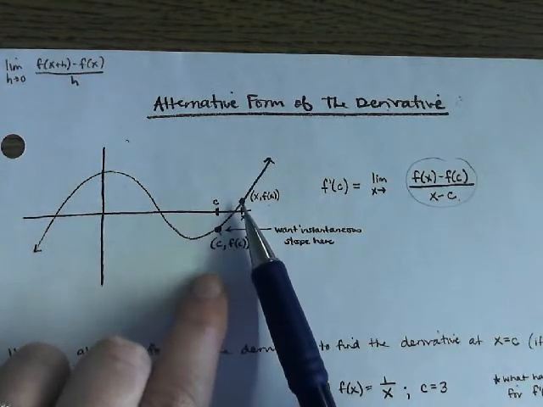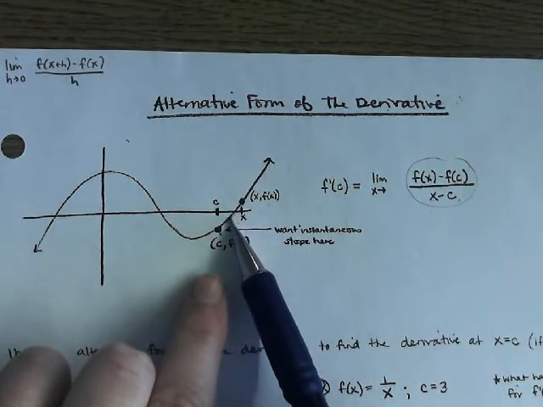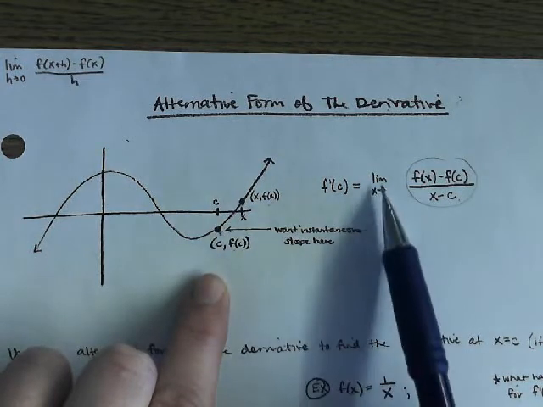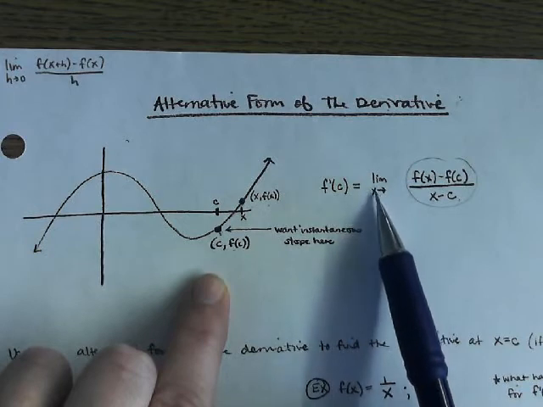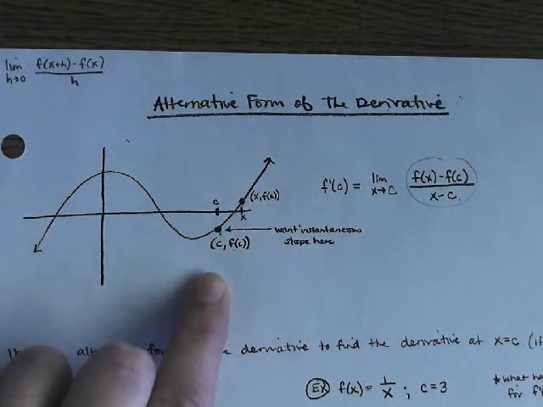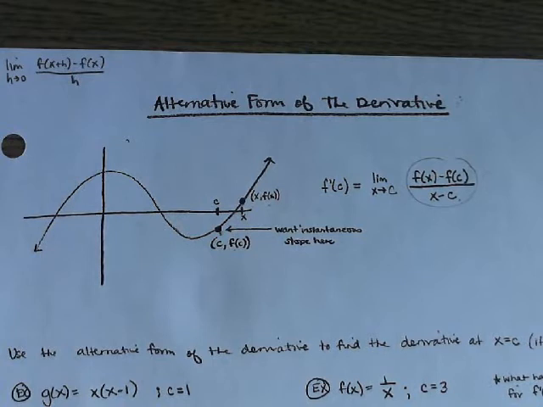But we're going to visualize what happens as x slides closer and closer and closer to c. And so, therefore, we're not looking for the limit as anything approaches 0. We're looking for the limit as the x-coordinate approaches the c-coordinate. And when those 2 points are essentially on top of each other is when we have the slope of the tangent line and therefore the slope of the curve.